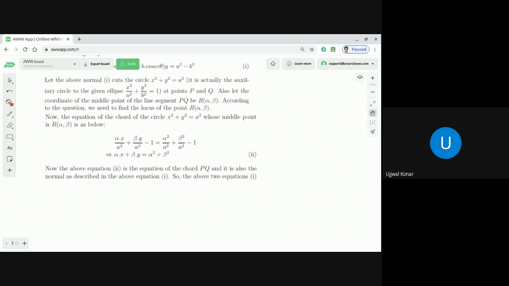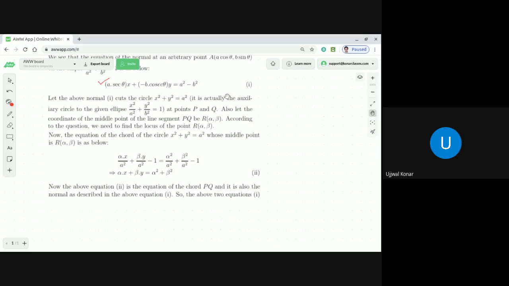Now this equation 2 is the equation of the chord PQ, and it is also the normal as described in equation 1. Correct, no, dear students? Okay. So what we see, I repeat, is that equation 2 is the equation of the chord PQ, and it is also the normal as described in equation 1. So what you need to do? The above equation 1 and equation 2 are the same.